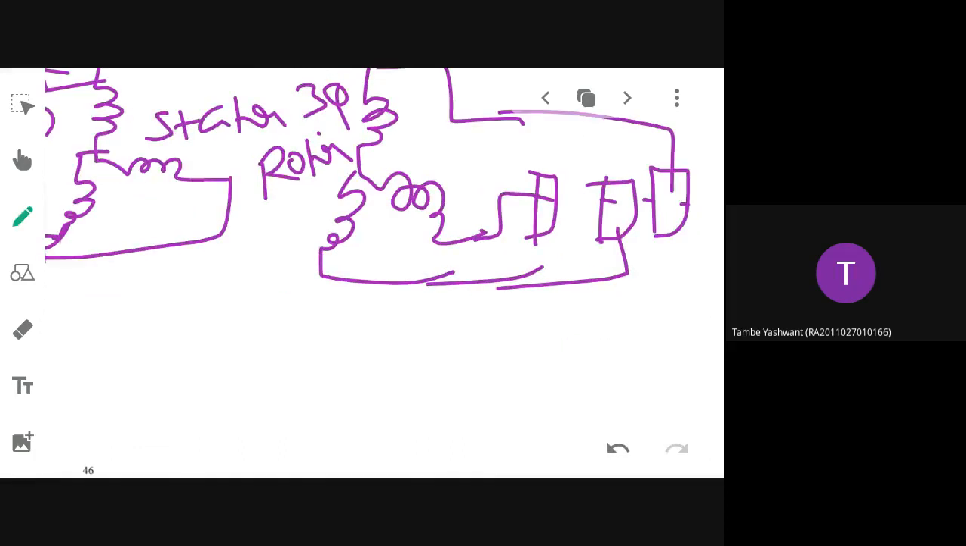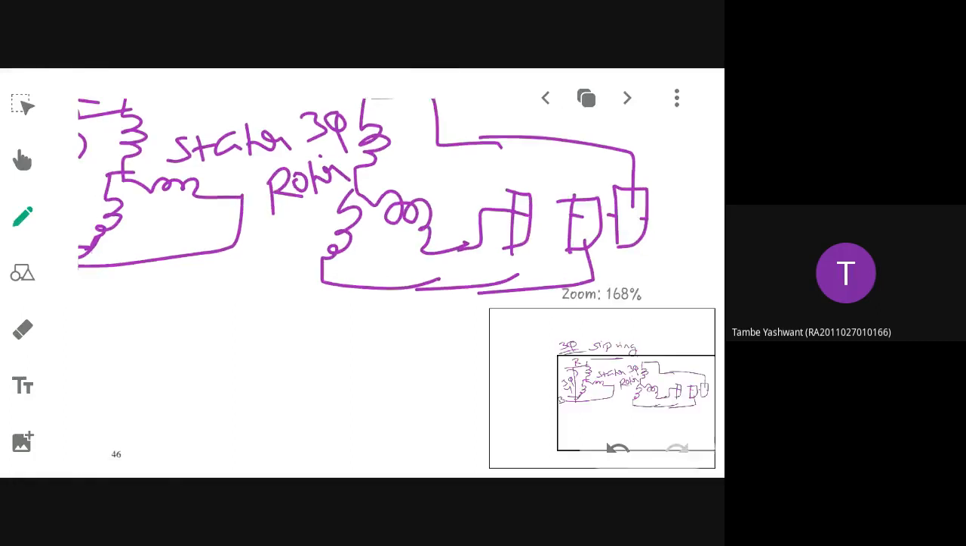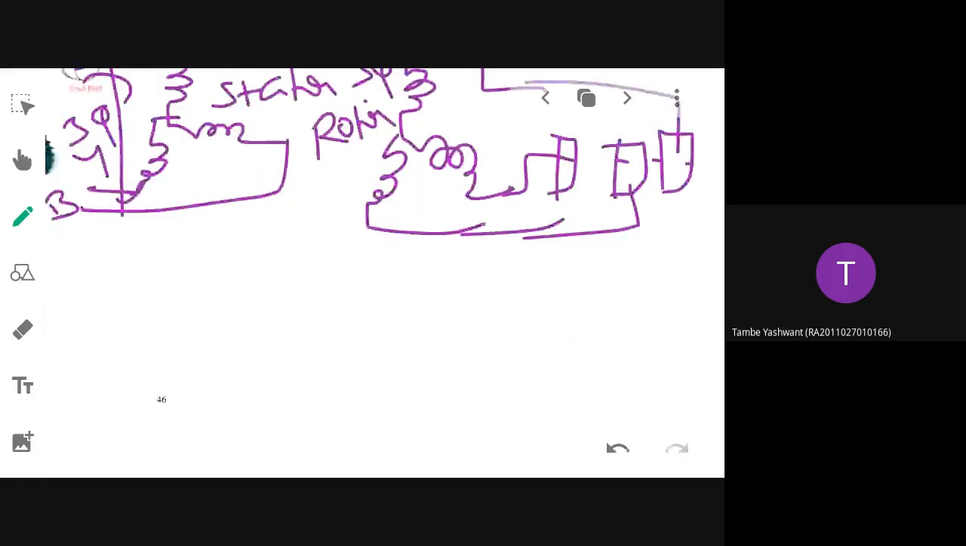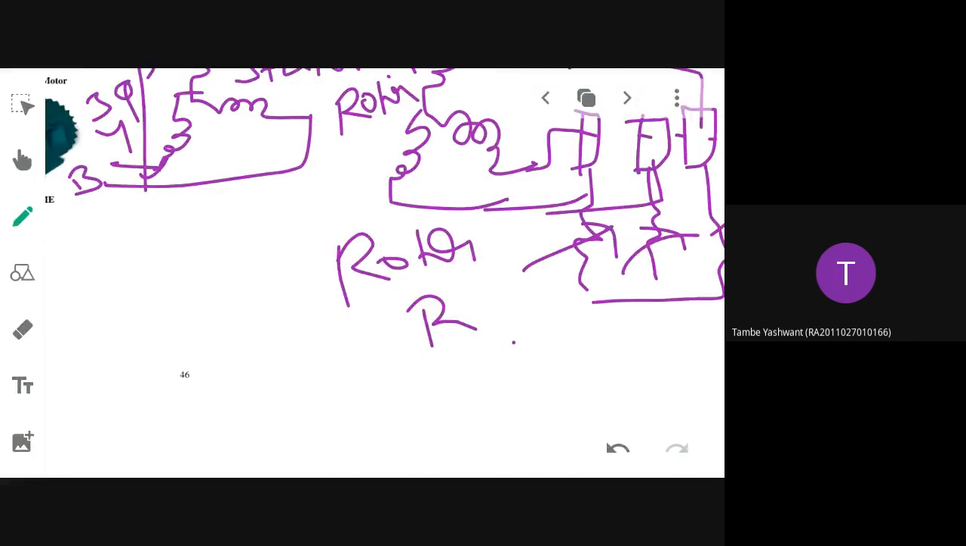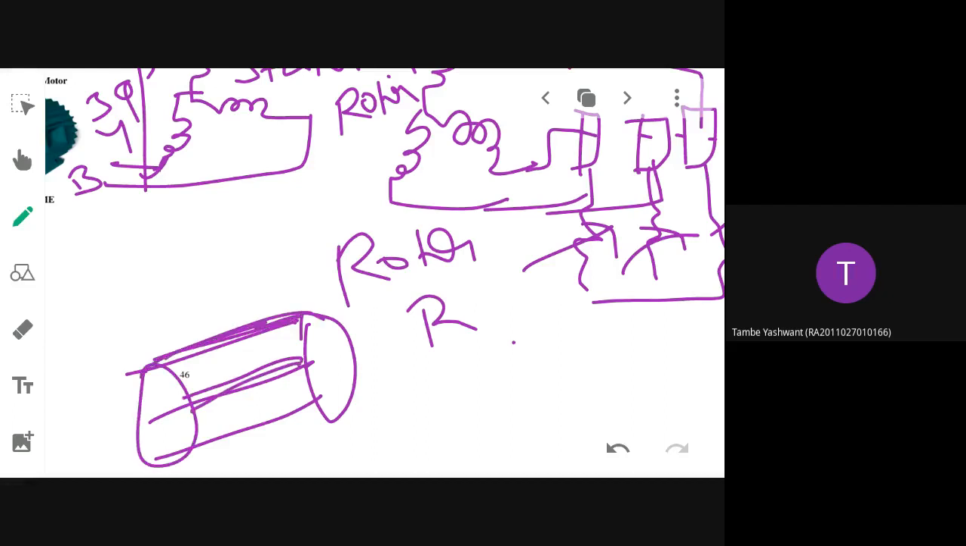After this only, you will be having the commutator, I mean brushes, some other assemblies connected there. So here you can connect one external resistance. If you are varying the resistance, you will be able to vary the rotor side resistance. But if you see the squirrel cage, it will be having fixed rotor bars. You won't be able to have that rotor resistance variation.